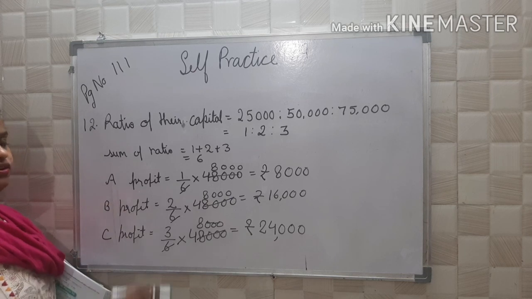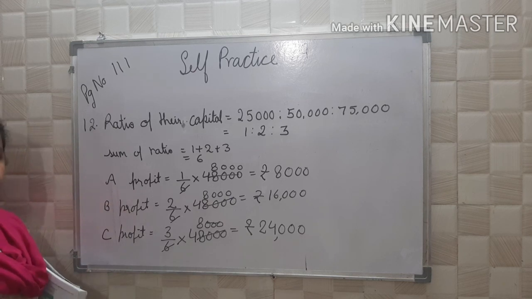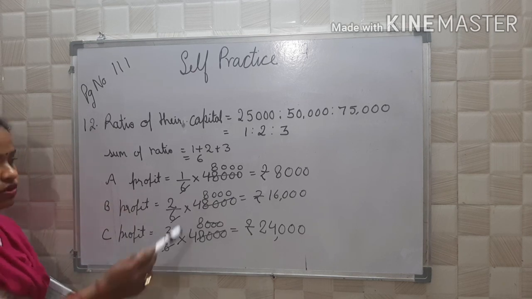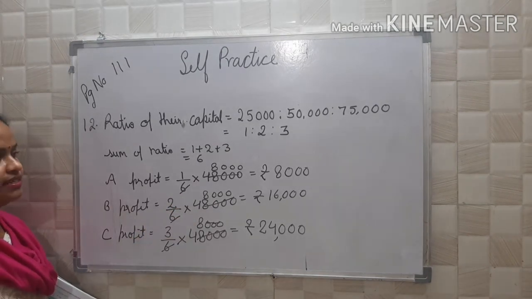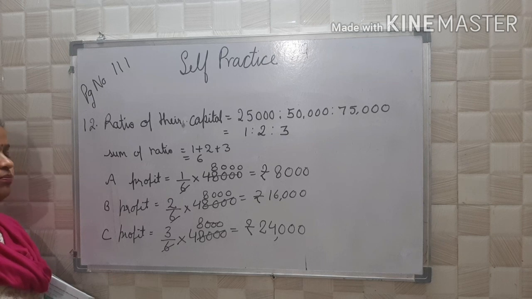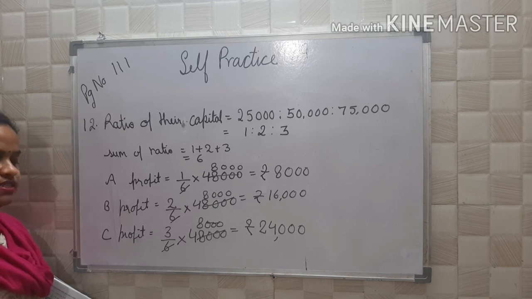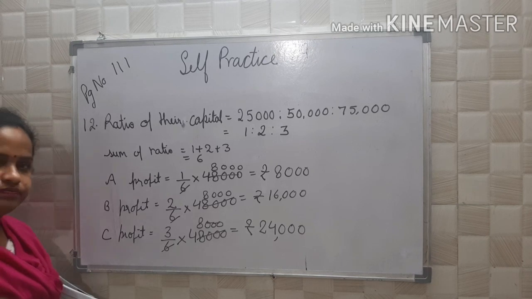So A's profit will be how much? 1/6, and the total profit they have got is 48,000. So 1/6 into 48,000 is 8,000. B's profit 2/6 into 48,000 is 16,000, and C's profit 3/6 into 48,000 is rupees 24,000. So what is the total profit? 8,000, 16,000 and 24,000. Is it clear to you all?